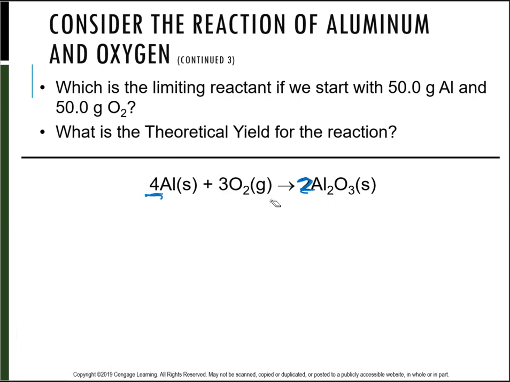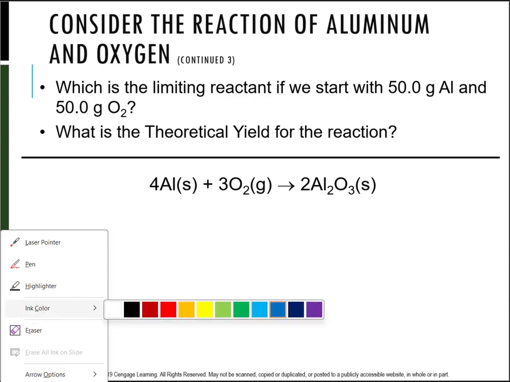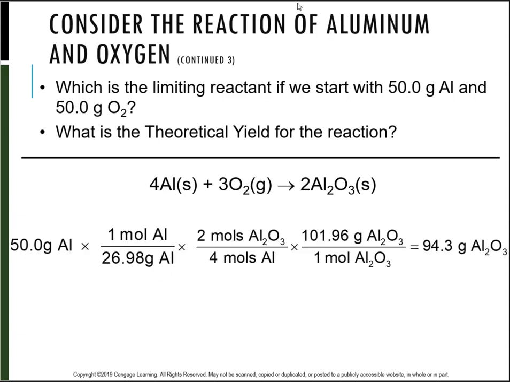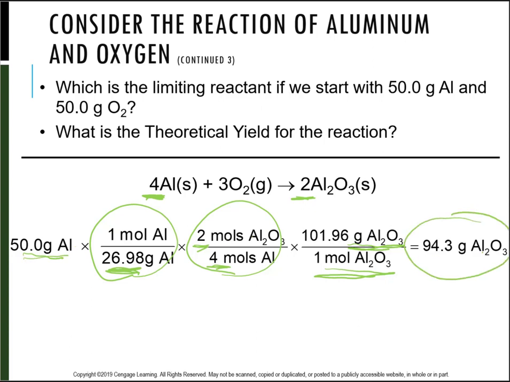Then I'm going to start with my 50 grams of aluminum, and I'm going to figure out how much product could be formed. Follow with me through this. I started with 50 grams of aluminum, so I'm going to go grams to moles for my first step. Looking at the periodic table, that's how many grams are in 1 mole of aluminum. Then I'm going to compare my mole to mole ratio. 4 moles of aluminum to 2 moles of aluminum oxide. So that took me to the aluminum oxide. Then I've got my moles of aluminum oxide to grams of aluminum oxide. So with 50 grams of aluminum, I can produce 94.3 grams of aluminum oxide.